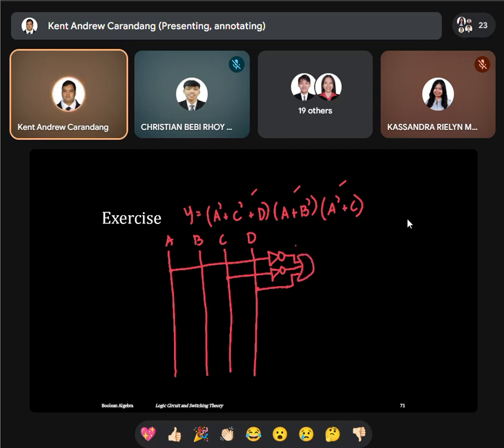Next is this part, A plus B complement. So A, and then B complement, which is the NOT gate. Our output here is also an OR gate.